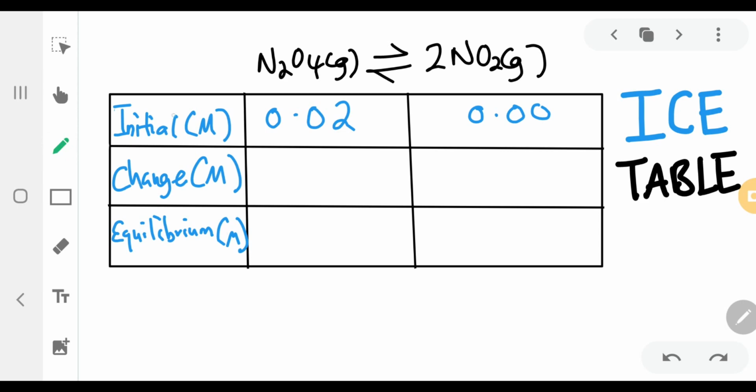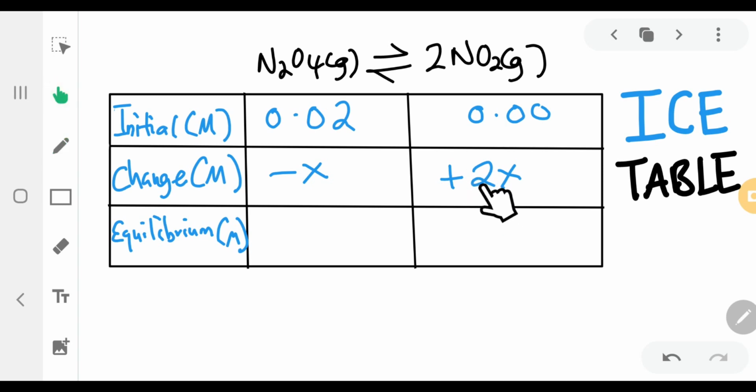So for the change, because you have 1 mole of N2O4 gas, the change would be minus x. We do not know how much the change is right now, so that is the unknown, and we're going to put x. The minus is there because this is your reactant, and in general, the reactant is the one that will be decreasing in concentration. So that's why you have the minus sign in front. It's very important for you to have this minus sign. Okay, and then for your product, you're going to have plus 2x.